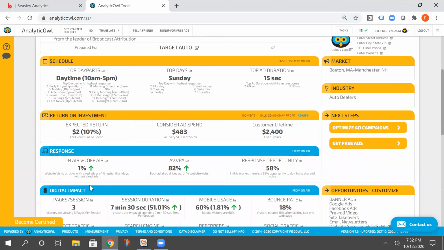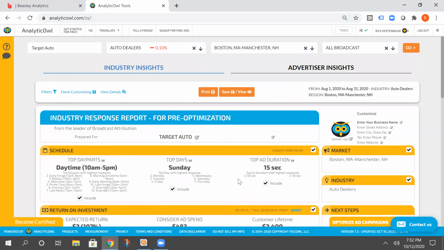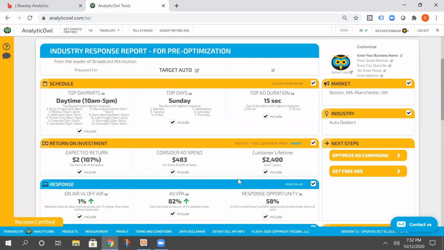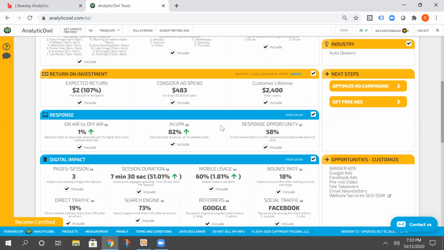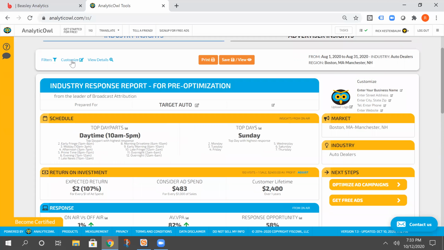You can also customize the report. So let's say a piece of data comes up that you're not too thrilled about including in the report. Well, that's okay. As you see, when I click that, the checkbox is populated. You don't want the 15-second ad duration in that report. That's fine. You uncheck it. You go up here, done customizing, and you're good to go.